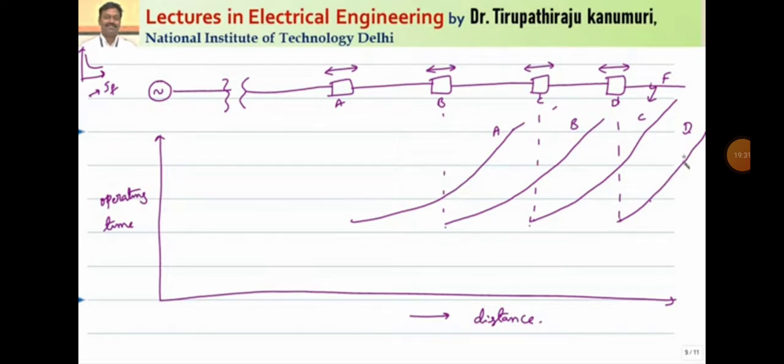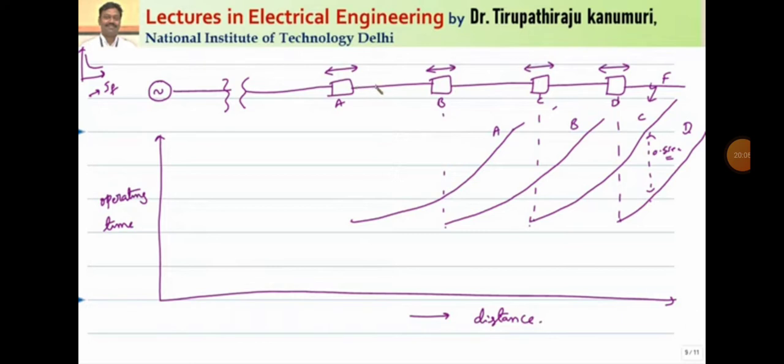So first relay number D will operate, and if relay number D fails for some reason, we keep it in such a way that the time gap between two adjacent relays, that means the vertical gap between these two, is adjusted to a minimum of 0.5 seconds. Similarly, between C and B also 0.5 seconds is maintained, and between B and A also 0.5 seconds is maintained, so that only if relay D fails will relay C operate, and if this fails then relay B will operate. If B fails then relay A operates.